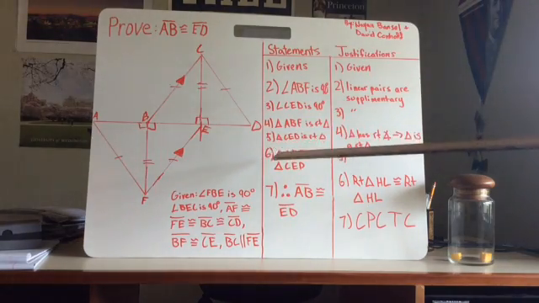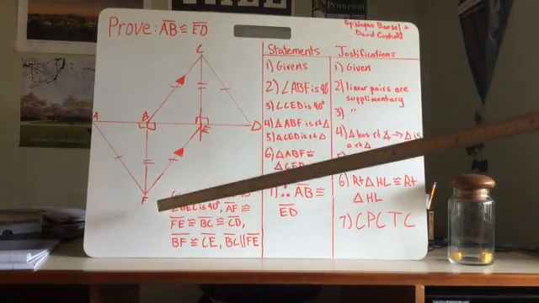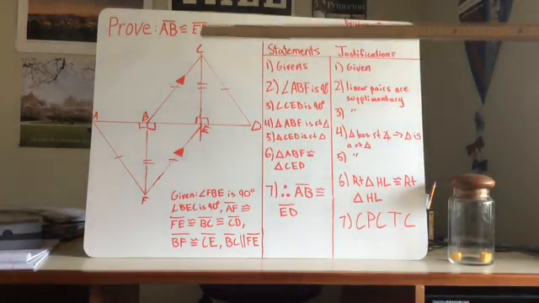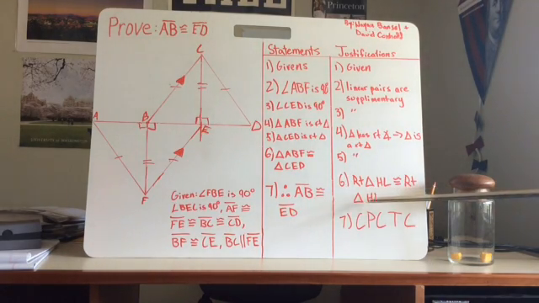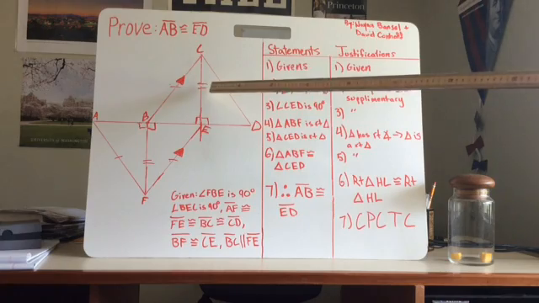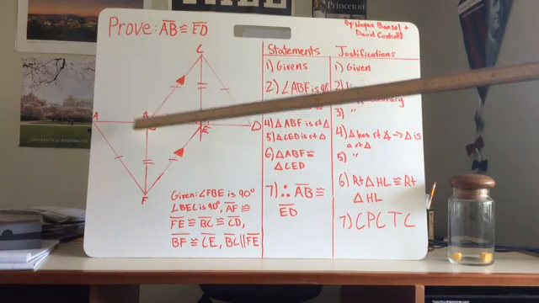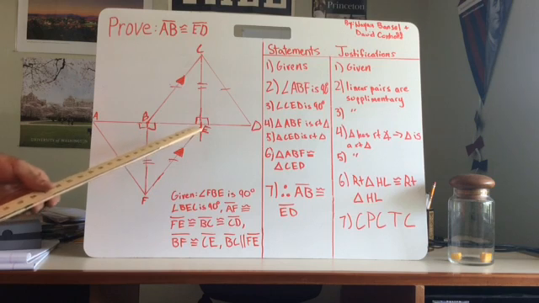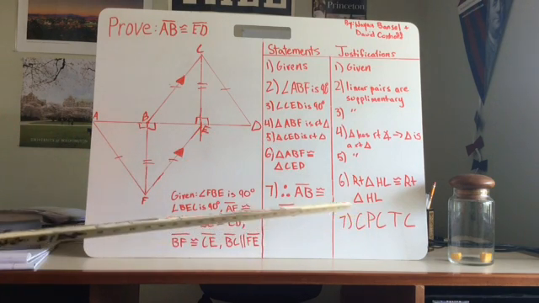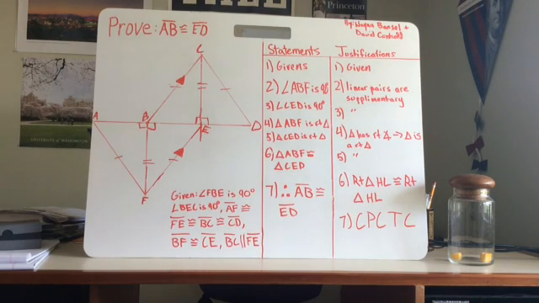For step number 6, we said that triangle ABF is congruent to triangle CED because the right triangle's hypotenuse and leg are congruent to the other right triangle's hypotenuse and leg. So we have the leg and the hypotenuse, and the leg and the hypotenuse, in the right triangles here. Therefore, AB must be congruent to ED because of CPCTC. Now David will show us another way to solve for congruency.